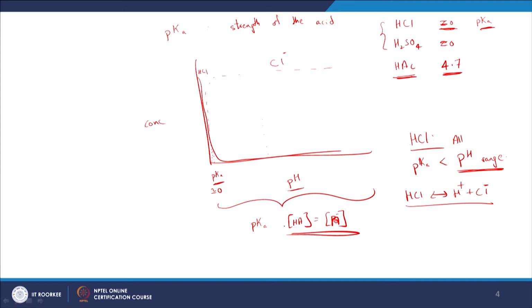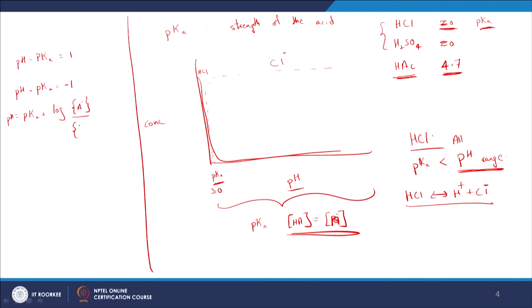So let us see what else we can think about, let us say distribution with respect to pKa and so on. So one aspect I want to quantify is that if pH minus pKa is equal to 1 and pH minus pKa is equal to minus 1. So let us see what is the scenario or what can we understand from this. So we know that pH is equal to pKa plus log of the deprotonated form by the protonated form, right. This is what we have, yes, pH equal to pKa and so on.